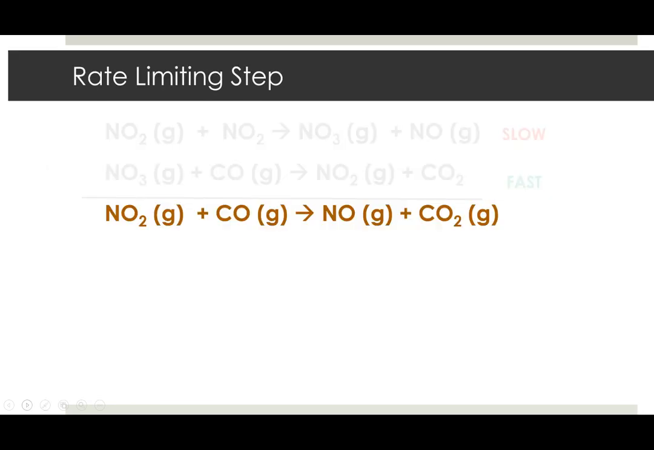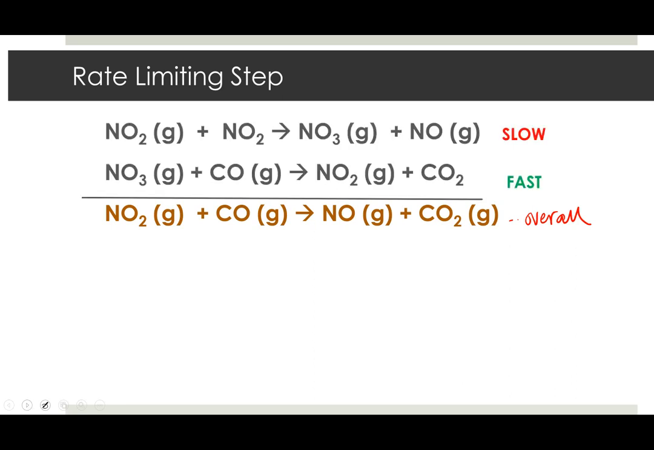So let's look at a reaction here. Our overall reaction is the reaction that you see highlighted on the screen. So nitrogen dioxide reacts with carbon monoxide to produce nitrogen monoxide and carbon dioxide. So this is our overall reaction. This is the one that we observe. This is the one that we're interested in. Okay. Here are the elementary steps in this reaction. The first step is slow. The second step is fast.